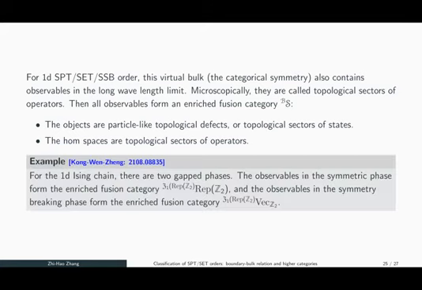For example, the 1D Ising chain is the simplest phase with Z2 symmetry. There are two gapped phases. For the symmetric phase, the ground state is non-degenerate, and you can find the observables from the enriched category, which is Vec Z2 enriched in its trivial center. And for the symmetry breaking phase, the ground state is twofold degenerate. The observables form an enriched category, which is Vec Z2 enriched in the trivial center. Okay, but I will not give the details here.